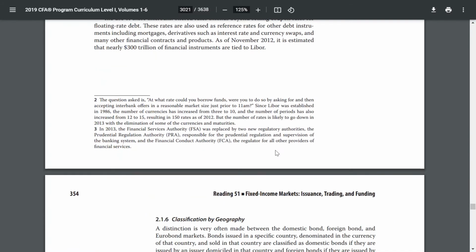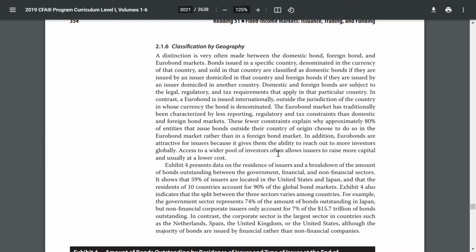Classification by geography. A distinction is very often made between a domestic bond, a foreign bond, and a Eurobond. Bonds issued in a specific country, denominated in the currency of that country, are classified as domestic bonds if they are issued by an issuer domiciled in that country, and as foreign bonds if they are issued by an issuer of another country. Domestic and foreign bonds are subject to the legal, regulatory, and tax requirements that apply in the particular country.